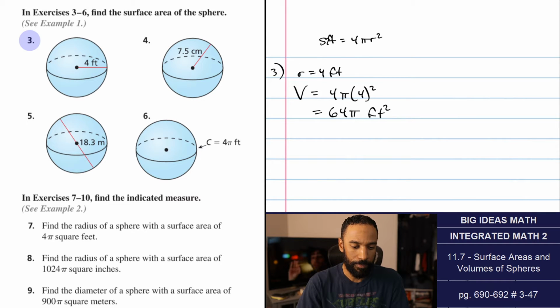This is area. So I'm going to take my calculator out and do 64 pi, not for you to see, for you to maybe try. And I'm going to round to 201.06.